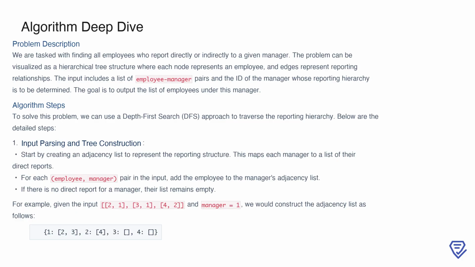For instance, with the input relationships 2, 1, 3, 1, 4, 2, and the manager ID 1, the adjacency list would look like this: 1, 2, 3, 2, 4, 3, 4. This structure allows us to efficiently retrieve the direct reports for any manager, forming the foundation for our traversal algorithm.